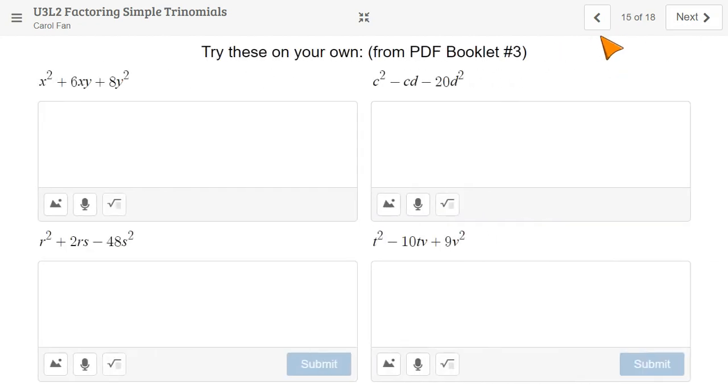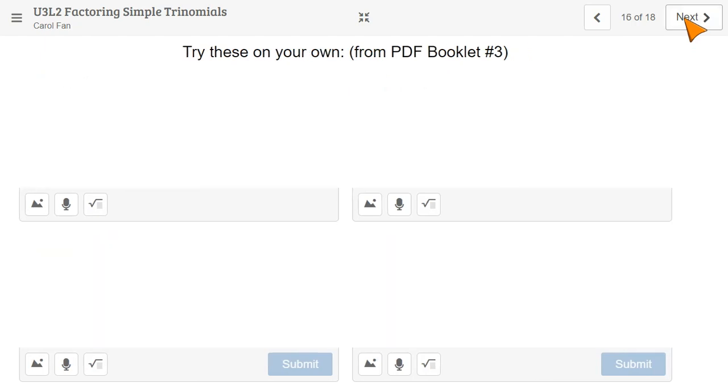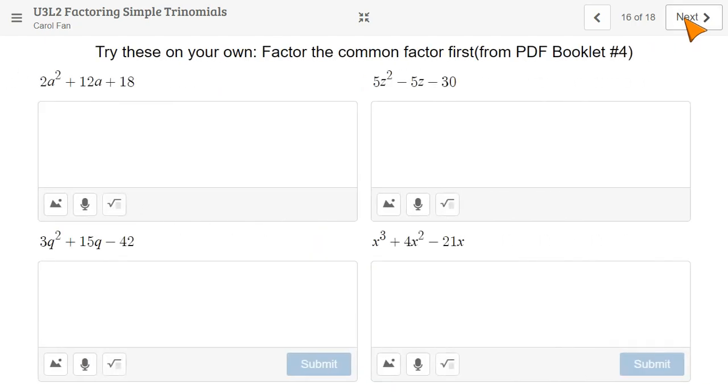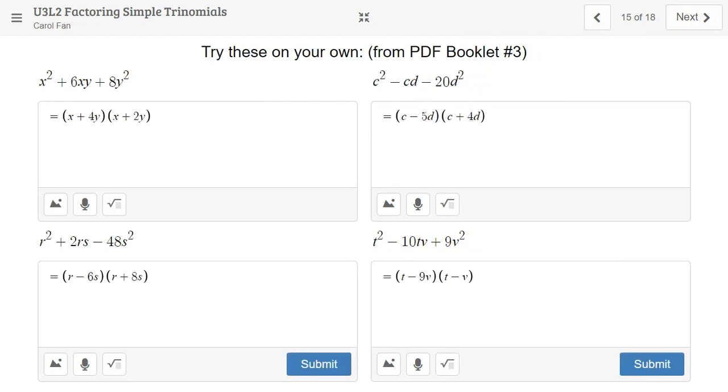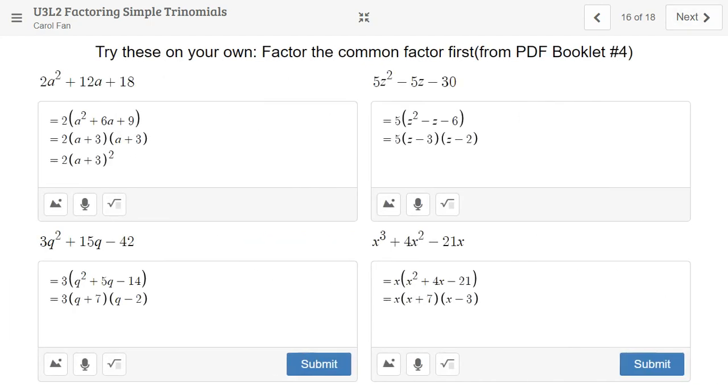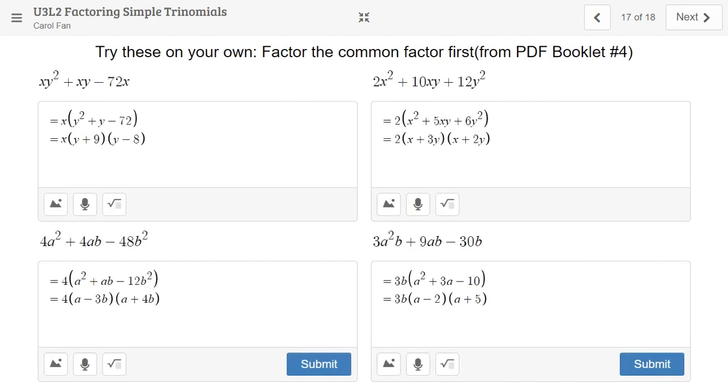Okay, slides 15, 16, and 17. Pause the video and try these questions on your own. Solutions now for the questions to try on your own. This is the first slide, second slide, and the third slide. All right, and that is it for today's lesson.